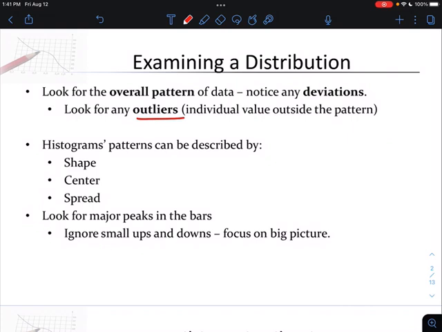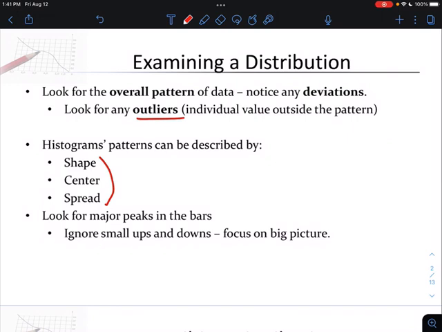Histograms, and for that matter, dot plots and stem plots, can be described using shape, center, and spread. So these three things right here, anytime they ask you to describe a distribution, you have to mention these three things. So what shape does it take on? What is the measure of the center? What's the measure of spread? And how do we interpret some of those ideas?